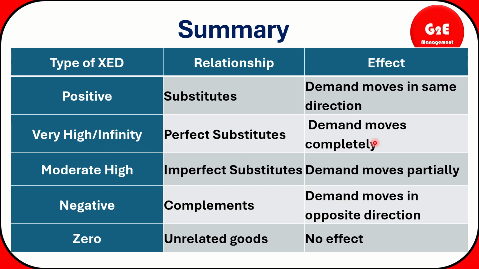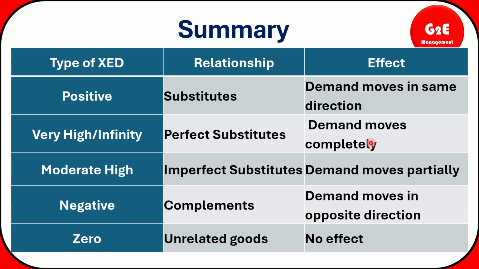And demand moves completely, that is, from one product to another product they will shift. Say, for example, I am buying Maggi noodles right now, and I will completely shift to another, that is, sugar, right?